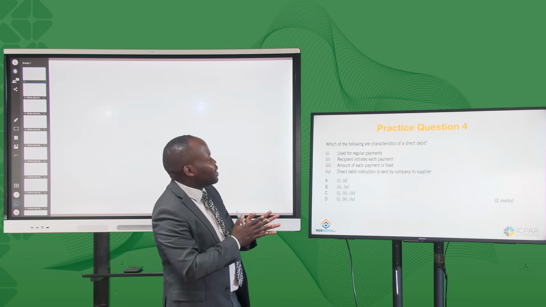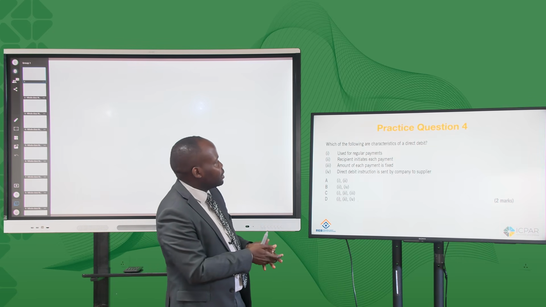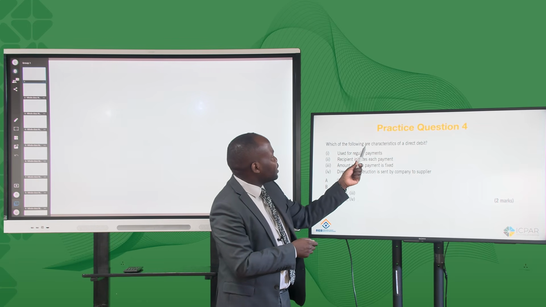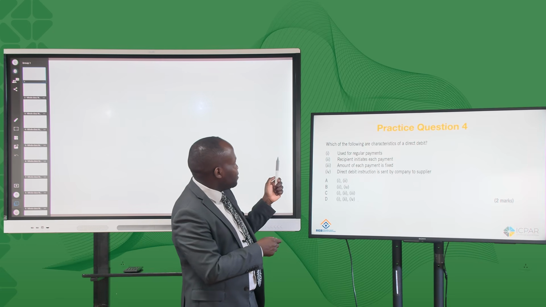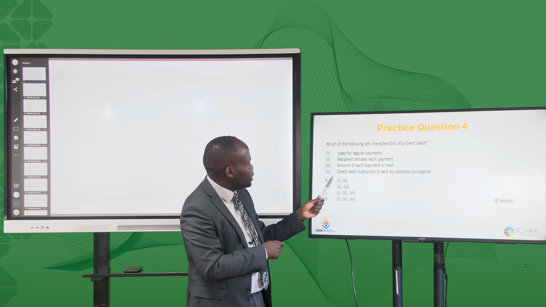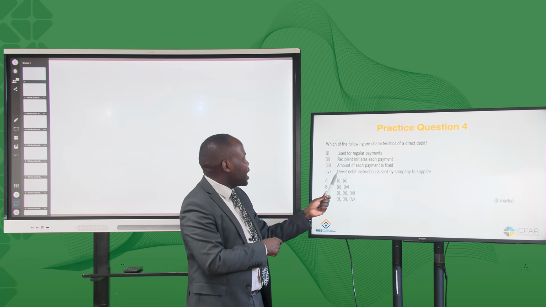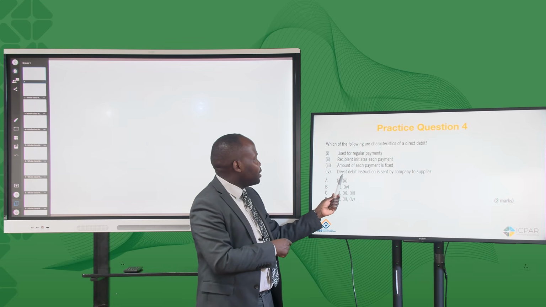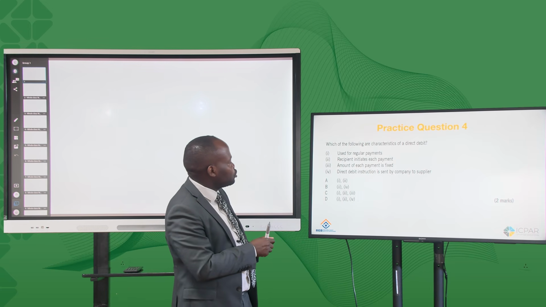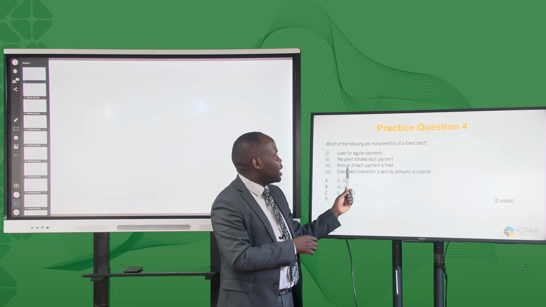The last question. Which one of the following are characteristics of direct debits? Let's see. One, used for regular payments. That's not right. Two, the recipient initiates each payment. This is true. Three, the amount of each payment is fixed. That is not true. And four, direct debit instructions are sent by the company to the supplier.